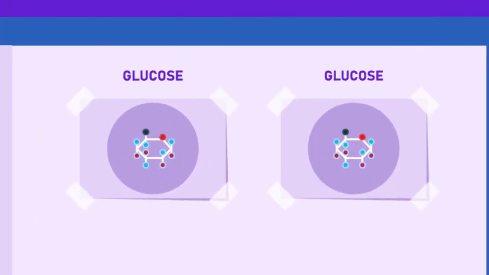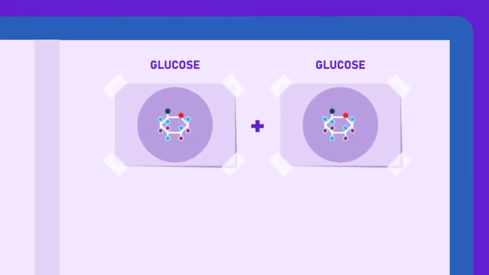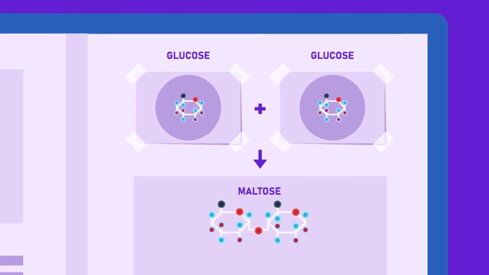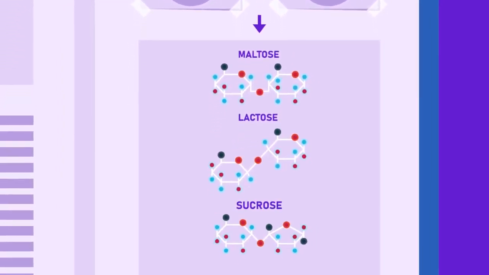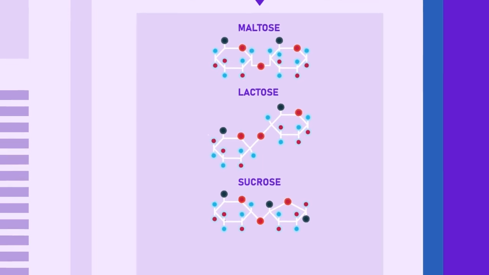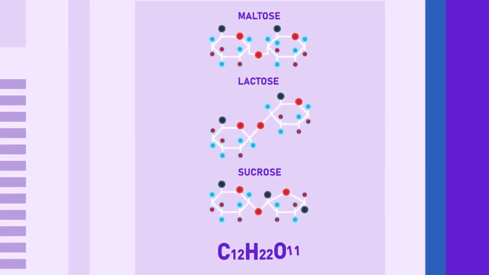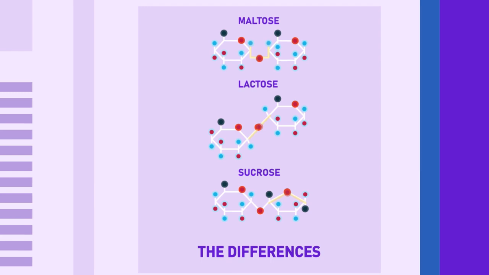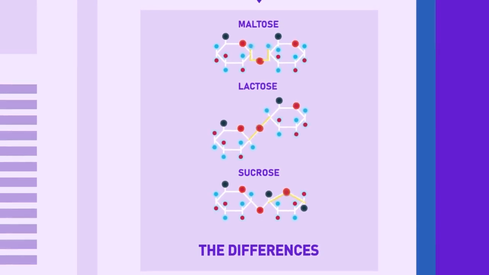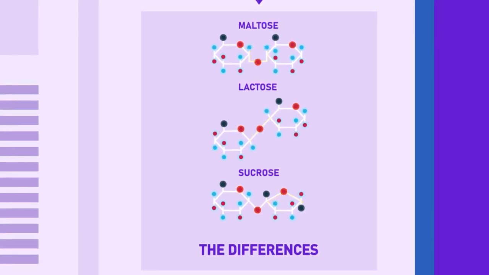Disaccharide molecules are made up of two molecules of simple sugars condensed together. The most common types of disaccharides have 12 carbon atoms, with the general formula C12H22O11. The differences in the disaccharides are again due to the different atomic arrangements within the molecule.